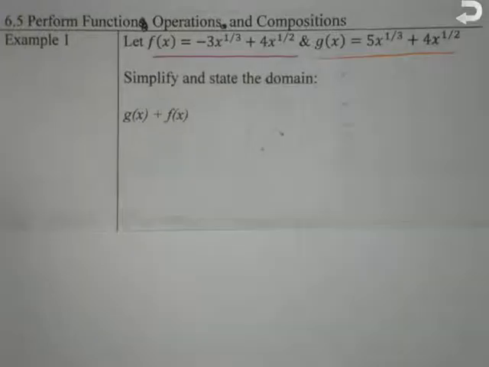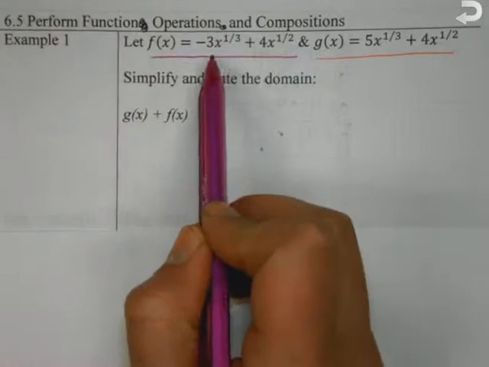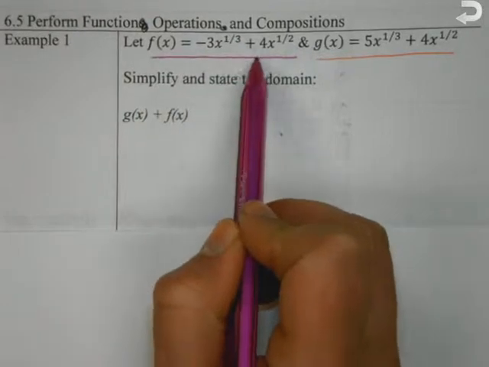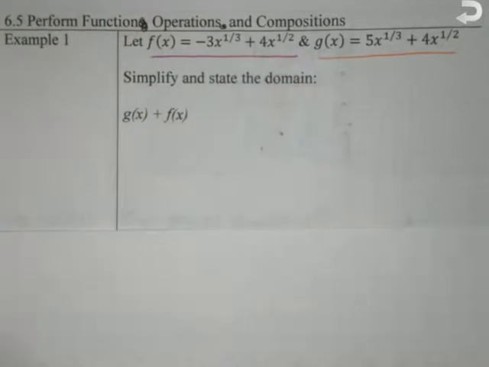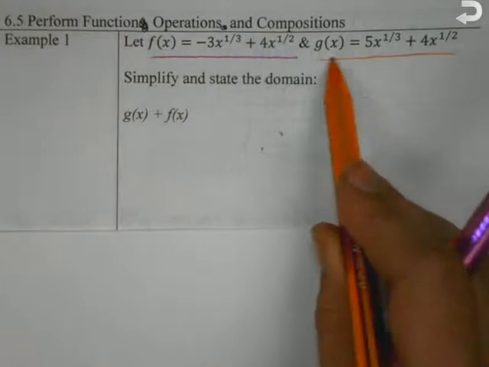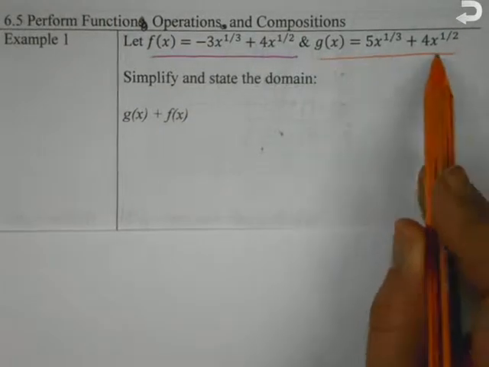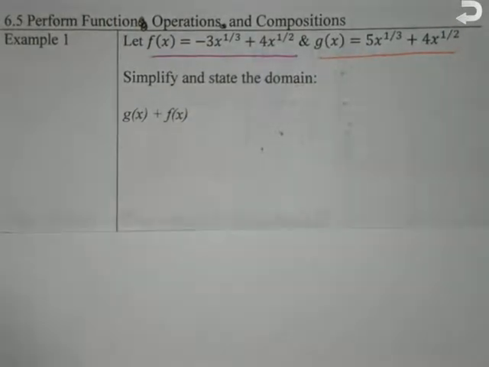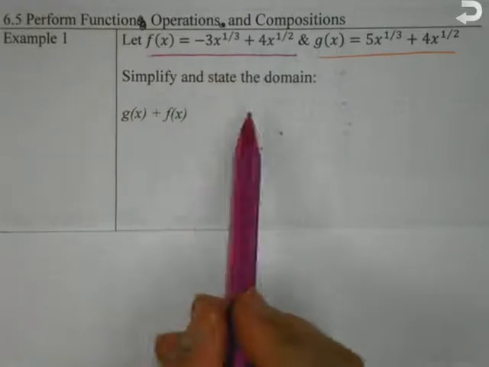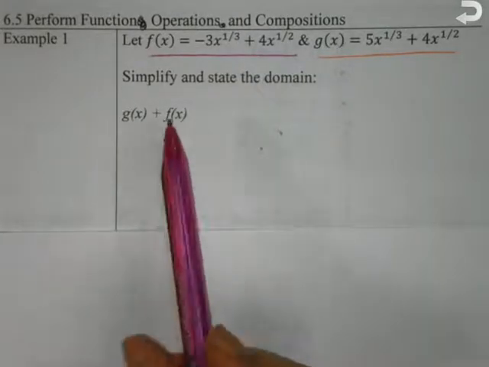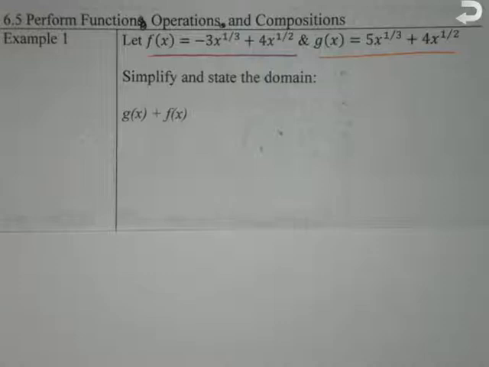Okay, so the f function is negative 3x to the 1/3 plus 4x to the 1/2. The g function is 5x to the 1/3 plus 4x to the 1/2. Our instructions here are to simplify and state the domain. So we have two steps here that we're going to be doing.